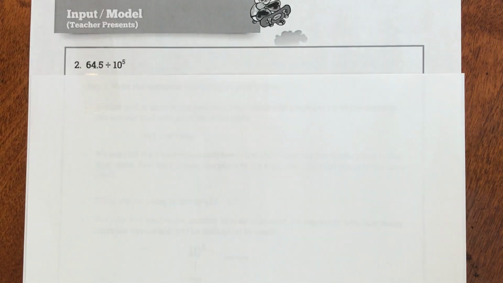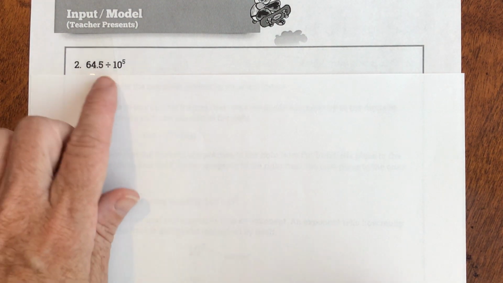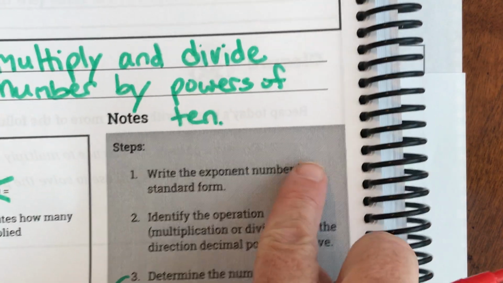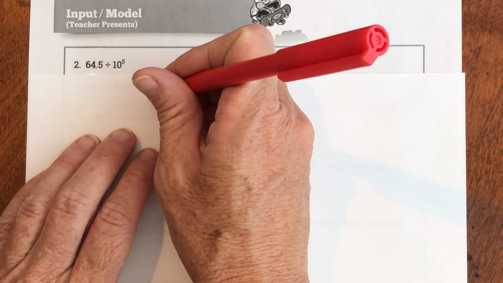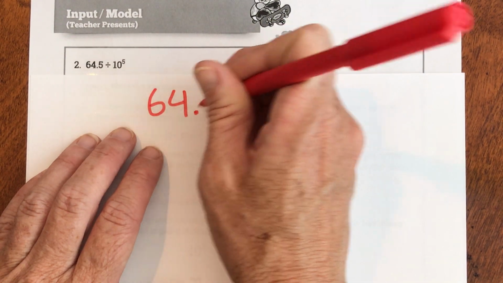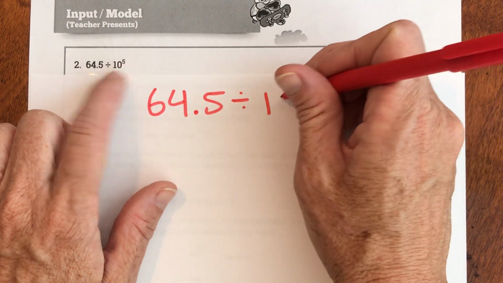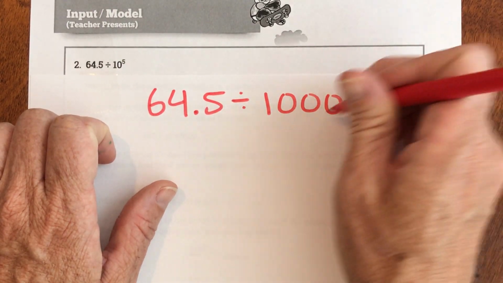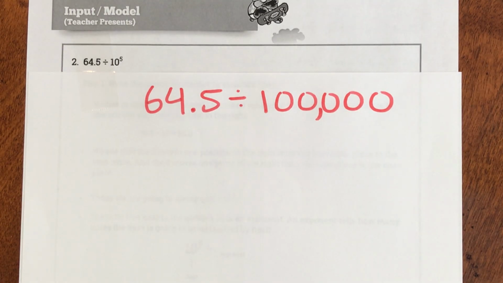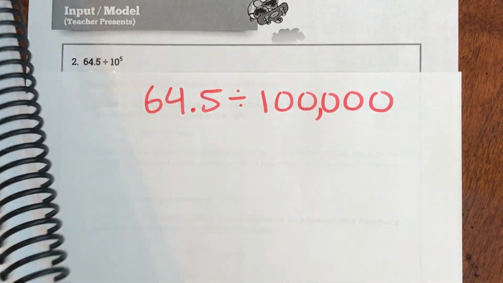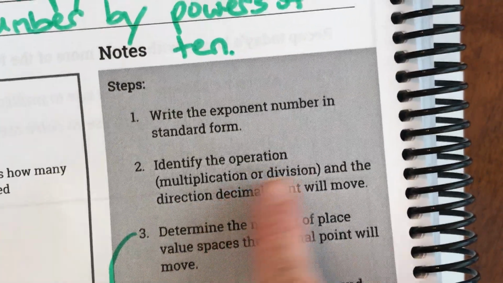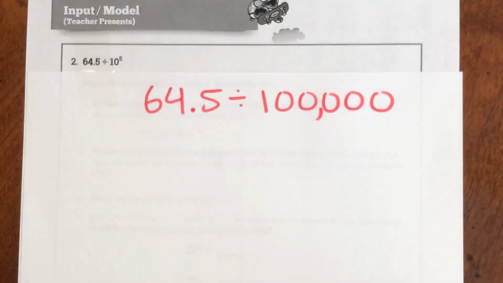Okay, let's look at another one. Here's my next one, and it says 64 5/10 divided by 10 exponent 5. So my first step says to write the exponent in standard form. Ready? So I have 64 5/10 divided by, and my cheat is there's going to be 5 zeros. 1, 2, 3, 4, 5. Now, my next step says identify the operation, multiplication or division, and the direction the decimal point is going to move.